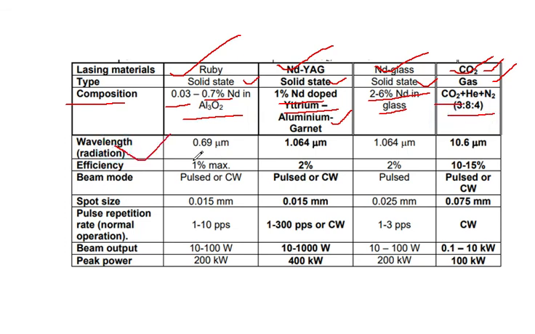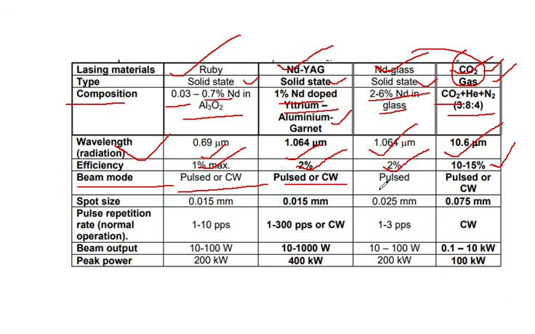Wavelength has also been given: 0.69 micron for Ruby, 1.064 micrometer for Nd YAG, 1.064 micrometer for Nd glass, and 10.6 micrometer for CO2. Efficiency is 1% maximum for Ruby, 2% for Nd YAG, 2% for Nd glass. For CO2, efficiency is a little bit more, that is 10 to 15%. For beam mode, Ruby is pulse or CW, continuous wave, Nd YAG is pulse, Nd glass is pulse, and CO2 is pulse or CW.